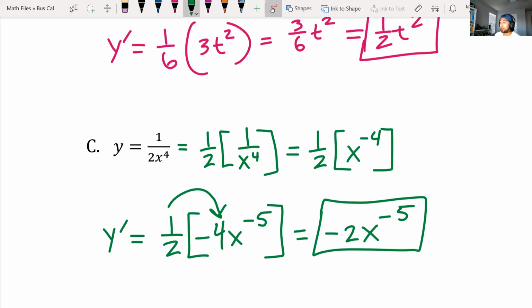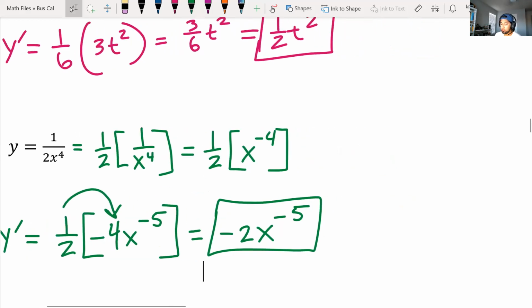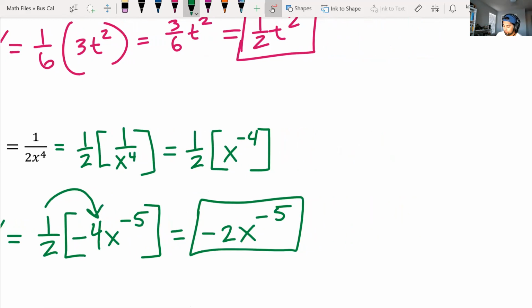Okay. And like I said, this is a great answer, but if you have to rewrite it, what's another way to rewrite it? That one would be negative 2 over x to the 5th. This time the 2 is not a fraction, so the 2 would stay in the numerator. That's it.